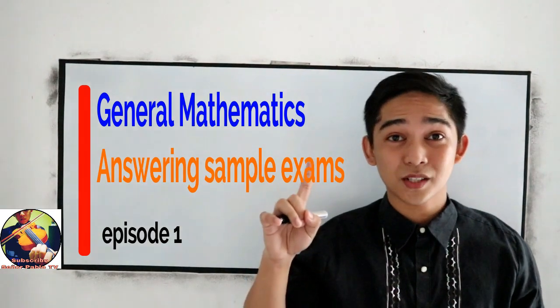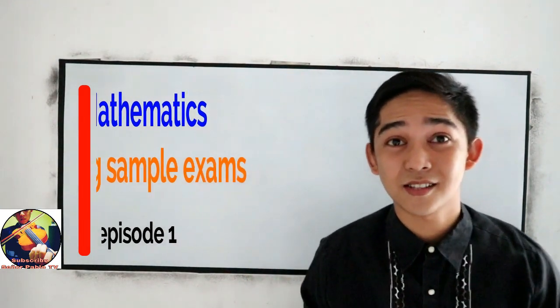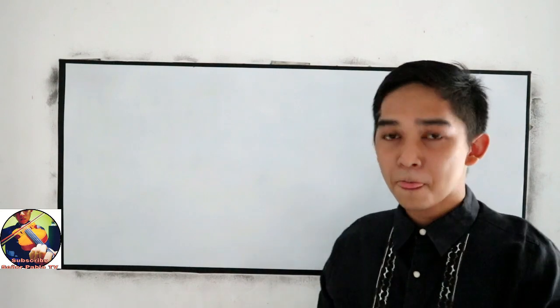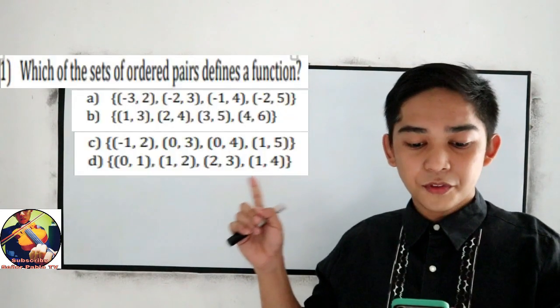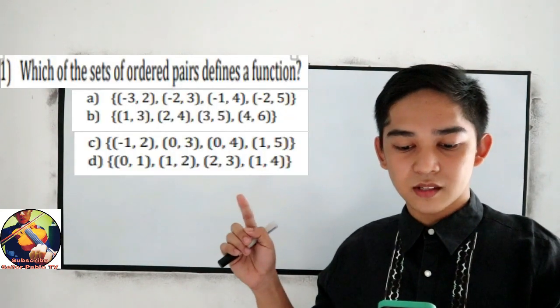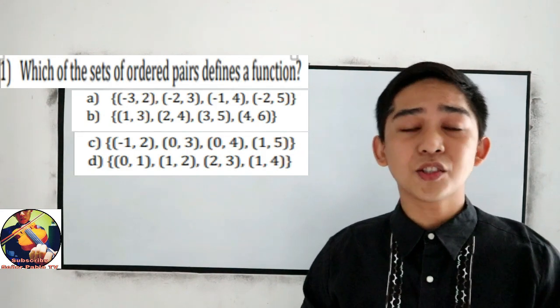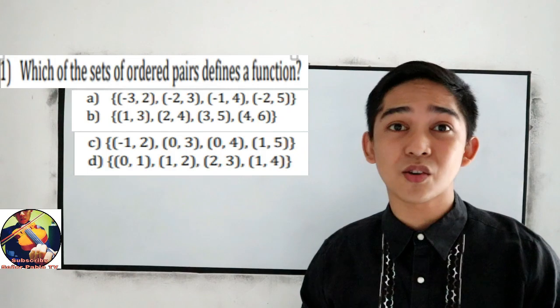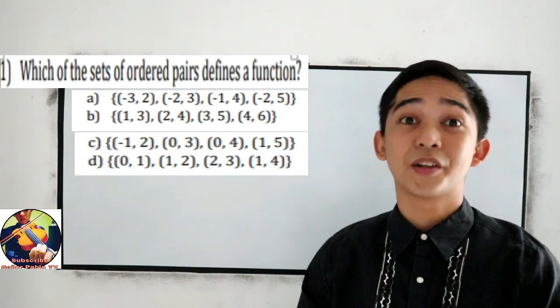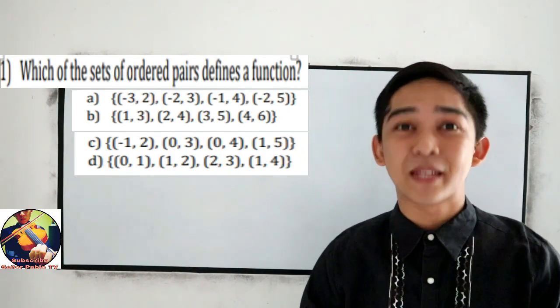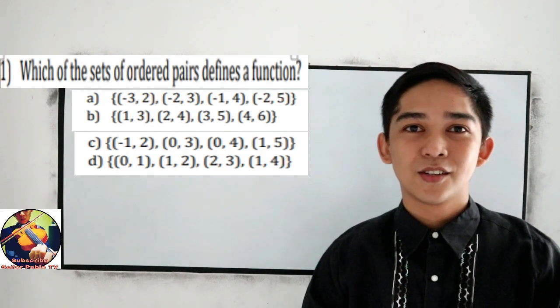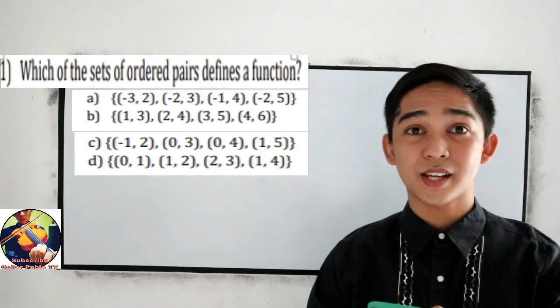Okay, let's start our question number 1. Okay, let's check question number 1. Which of the following sets of ordered pairs define a function? We define a function if there is no repeated x coordinate. So let's check our choices.